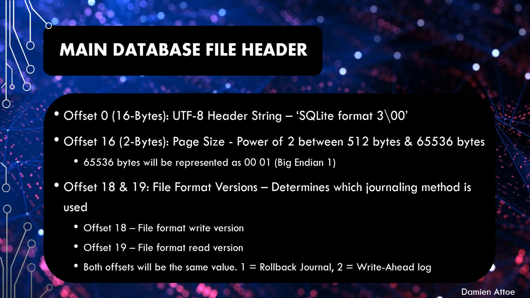Offsets 18 and 19 are 1-byte integers that determine which journaling method the SQLite database uses. Offset 18 is the file format write version, and offset 19 is the file format read version. Both of these offsets will be the same value, with a 1 denoting the database uses a rollback journal, and a 2 indicates it uses a write-ahead log.